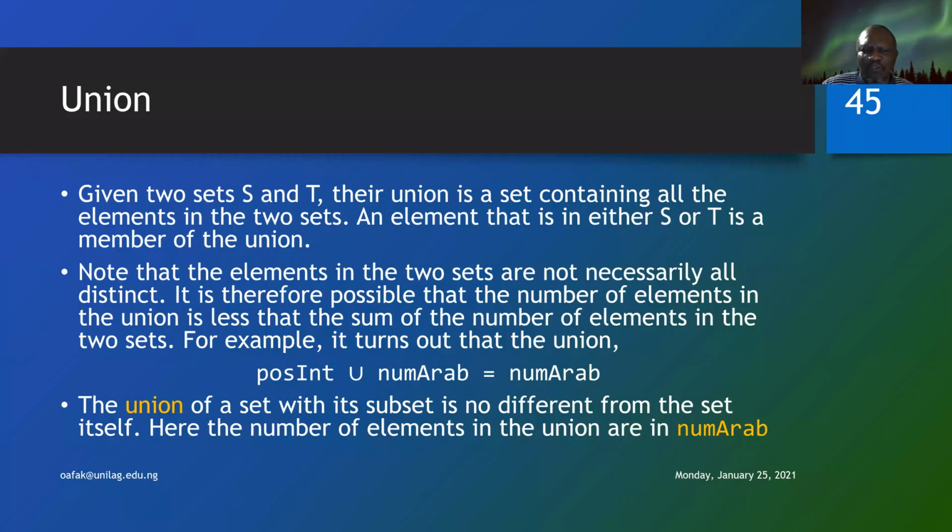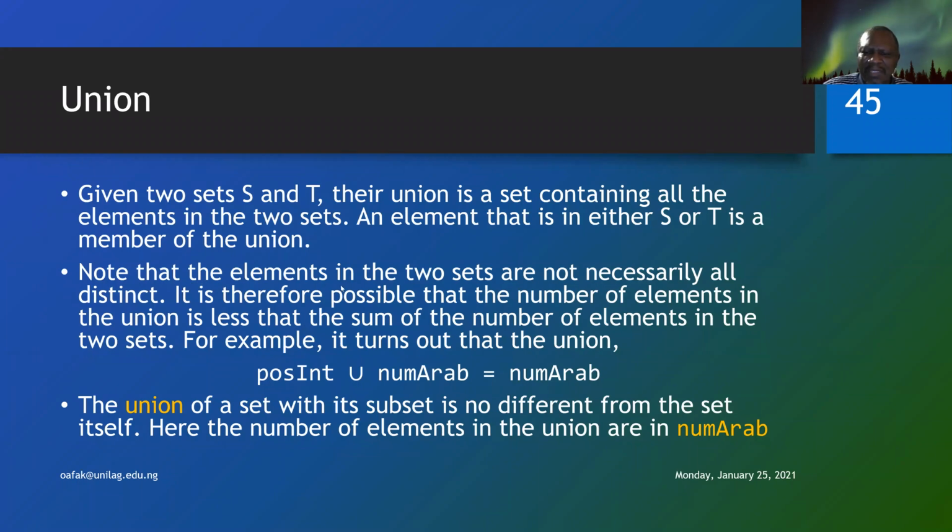We can also talk of union. Given two sets S and T, we call one set S, we call the other one T. Their union is a set containing all the elements that are in either set. An element that is either in S or T is a member of the union. So all that a member needs to satisfy to be in the union is to belong to any of those sets. So it contains all their elements because any element in one of them is a member of the union.